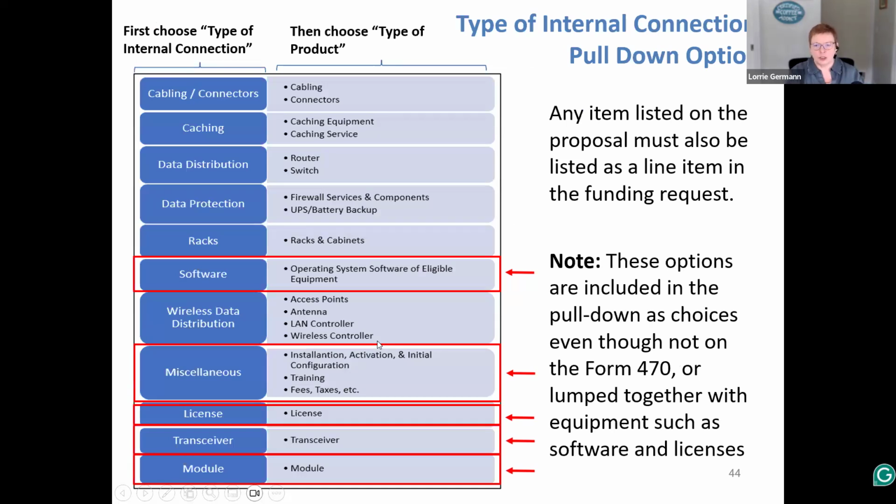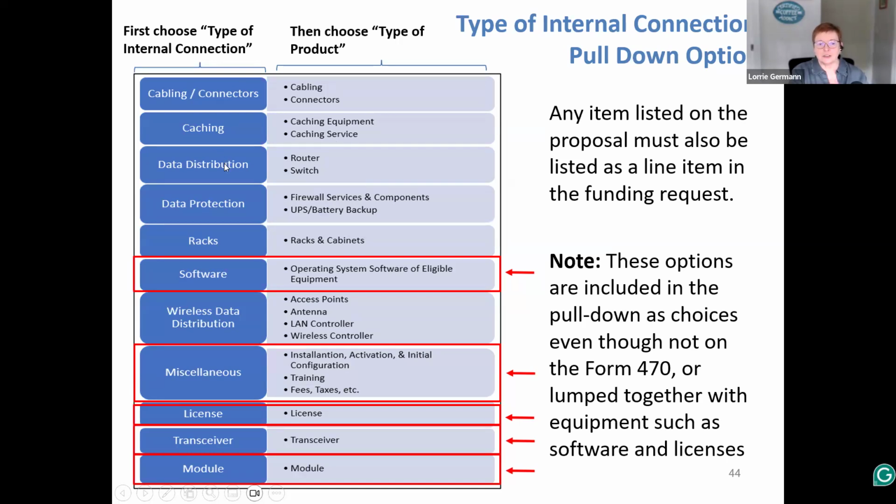Okay, one other thing I want to show you is what I call my cheat sheet. When we go to add items on the 471, first we have to choose the type of internal connection. Then we choose the type of product. So I've added this just to hopefully help you find some of these items. Because if you wanted to add a firewall, you have to click on data protection first. Then you'll see a pull down with the option to choose between a firewall and a UPS.